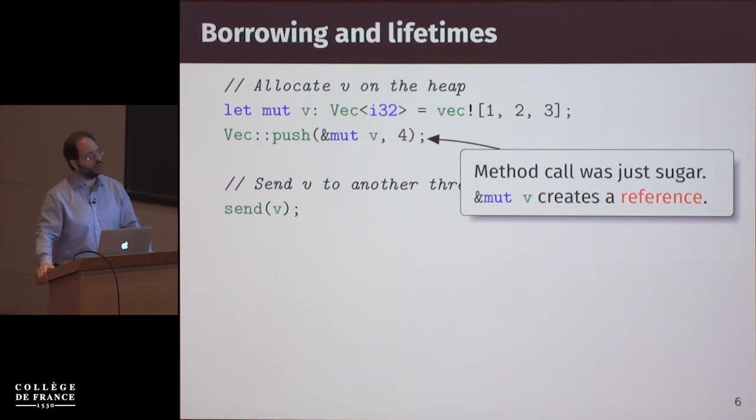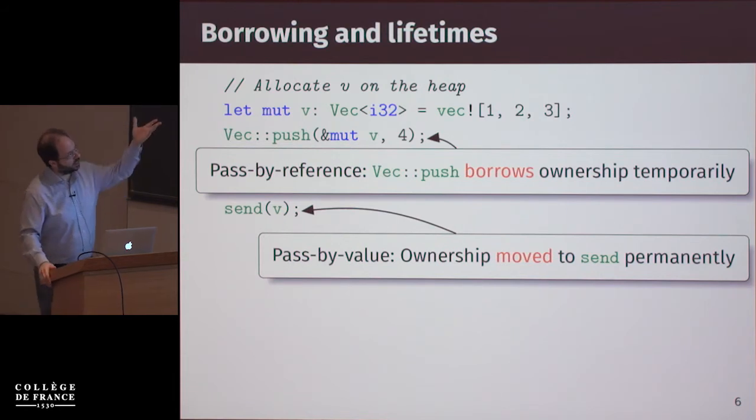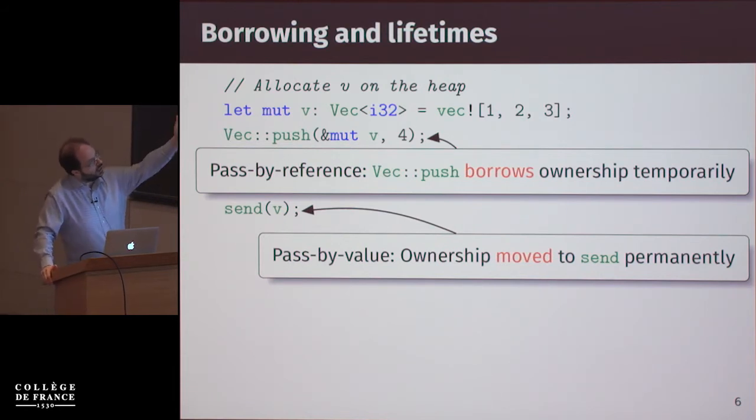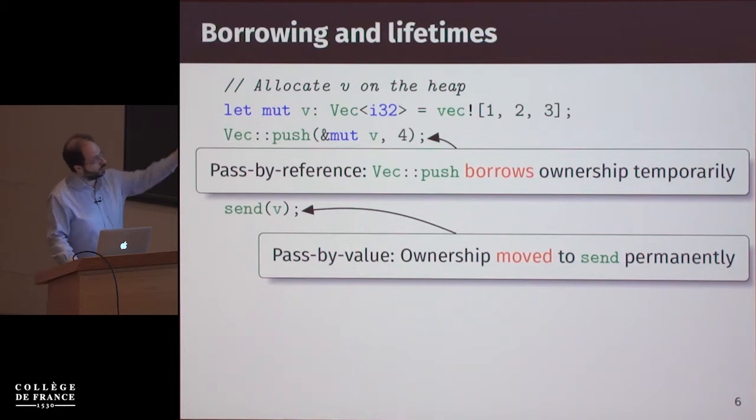And this is done by creating a reference. So we write this &mut v, which says we're creating a mutable reference to v, which is then passed to push. That means this is basically passed by reference versus passed by value. When you pass by reference here, push is just borrowing that temporarily, and it gives back ownership at the end of the call to push. Whereas when we passed v by value to send, that was moving ownership away permanently.